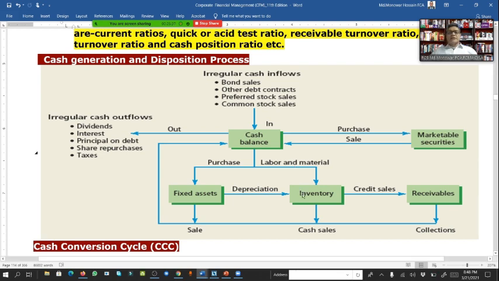Then inventories. From the inventory we sell, that means finished goods inventory. If we sell for cash, that cash also comes to the cash balance. And if we sell on credit, that means a credit sale, it will increase the receivables within the organization. And from the collection of the receivables, that amount also goes to the cash balance. And also fixed assets, if we sell, then that cash also goes to the cash balance. So this is the cash generation and disposition process we are describing.